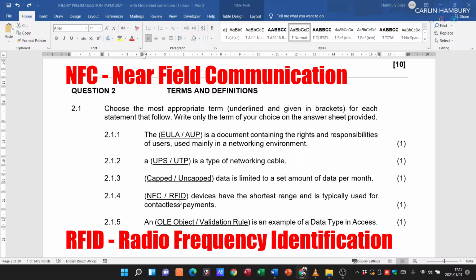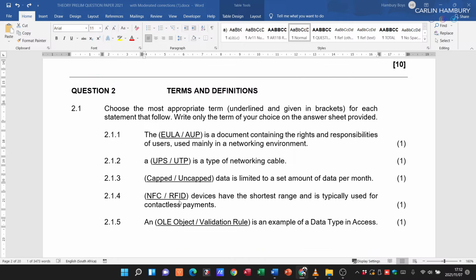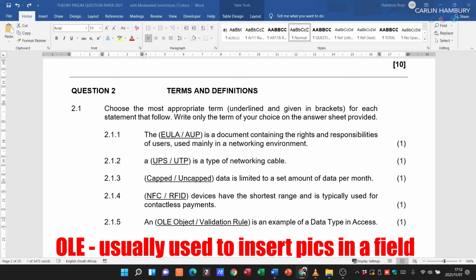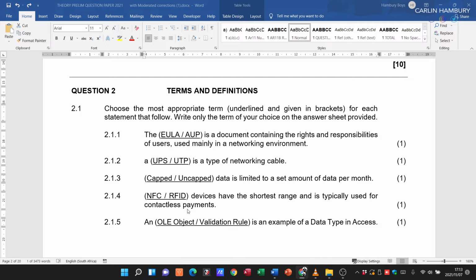So when they show you this Samsung Pay and things like that with your phone, that's an example of that. Then last one, we've got our OLE object in Access. What does that do? That allows us to pop in pictures, store images and documents in that particular field. Our validation rule, we have spoken about that before. So having looked at all of that, let's go back and now answer the questions.